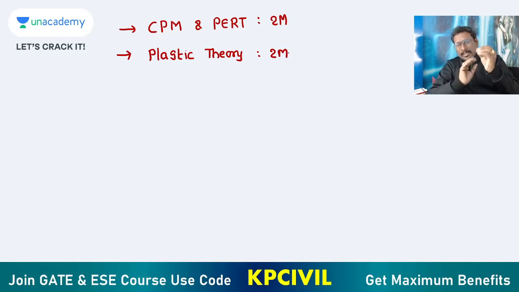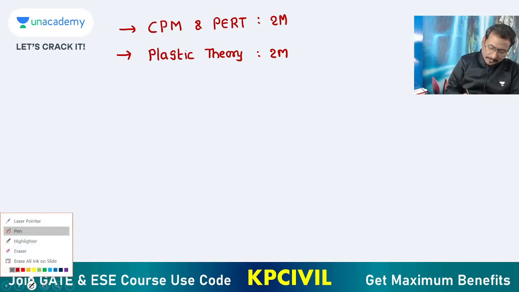CPM and PERT, the teacher is going to teach in 10 to 12 hours. Plastic theory, 10 to 12 hours. So for you to prepare, spend one day for CPM and PERT and one day for plastic theory. You are getting 4 marks easily. Got it? You are not spending a lot of time, just 1 day, and you will get marks easily.